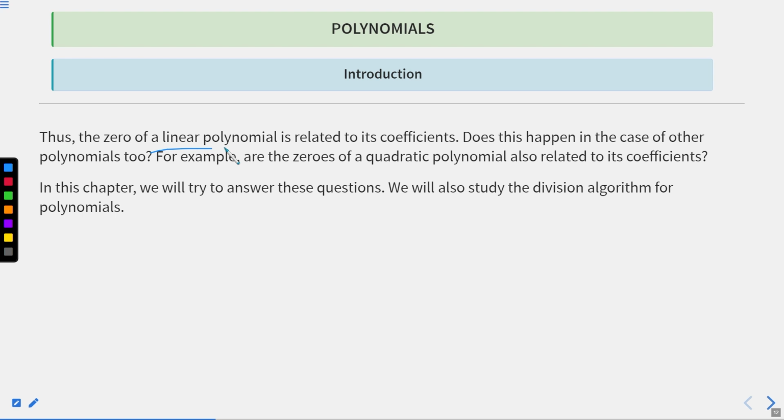So does this happen in the case of other polynomials too? For example, are the zeros of a quadratic polynomial also related to its coefficients? In this chapter basically we'll try to answer these questions. We'll also study the division algorithm for polynomials.